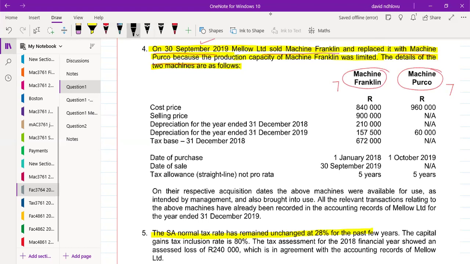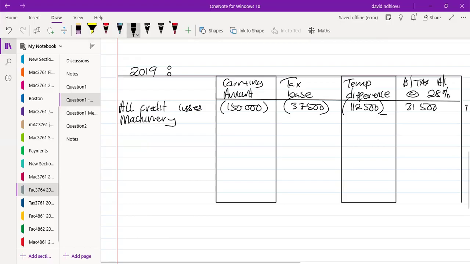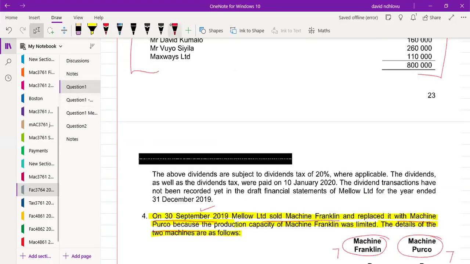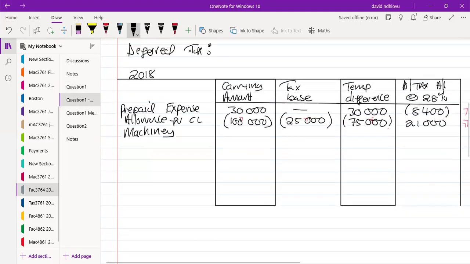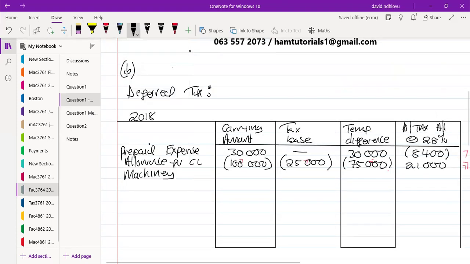Right, when we go to the question, we check here, we're given the tax base in the year 2018. But for 2019, we were not given the tax base. So we have the tax base of 672. In 2018, the tax base is given, we don't have to calculate. Don't worry, you will have a chance to practice calculation of tax base in another question, maybe. This time it was given for 2018.